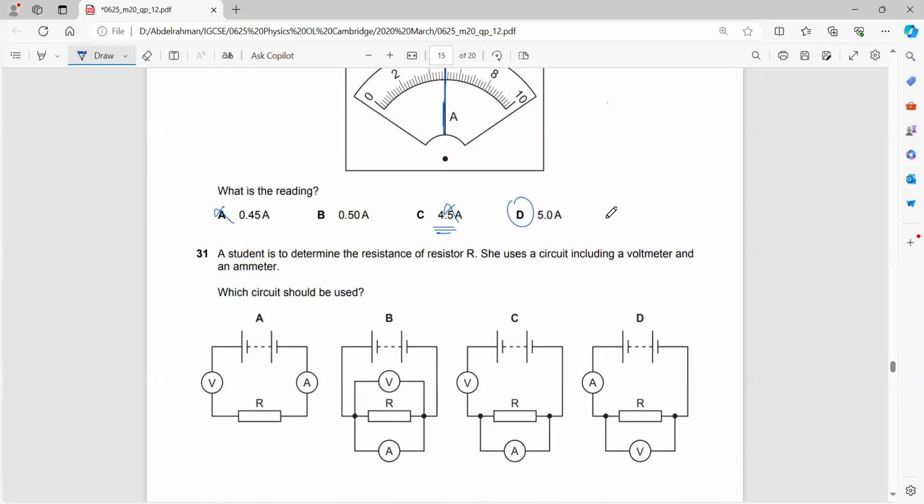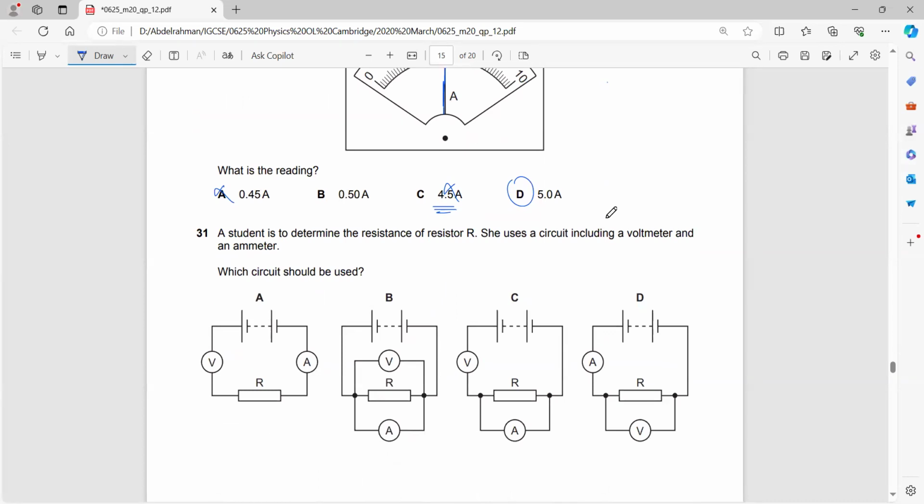Question 31. Which circuit could measure the resistance of the resistor R? Can you add the voltmeter in series? No. Can you add the ammeter in parallel? No. So the only answer would be D.